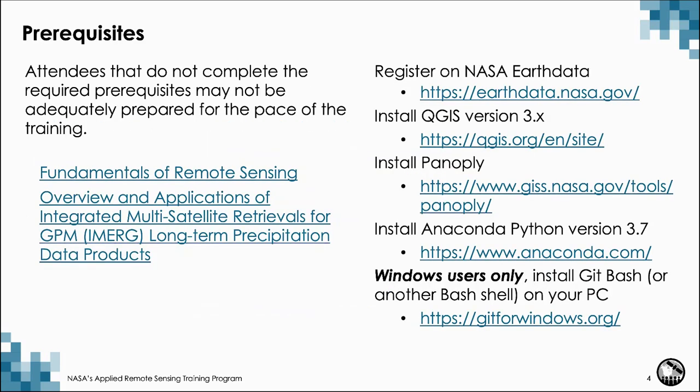As this is an advanced webinar, it is expected you have completed the required prerequisites offered through previous ARSET trainings. These are the fundamentals of remote sensing, an overview and applications of IMERG long-term precipitation data products. To complete the exercise for today's webinar, you will have to register an account on NASA Earth Data, install QGIS version 3.x, install Panoply, install Anaconda version 3.7, and for Windows users only, install Git Bash or another Bash shell such as Babun or Cygwin, which you can run on your machine.